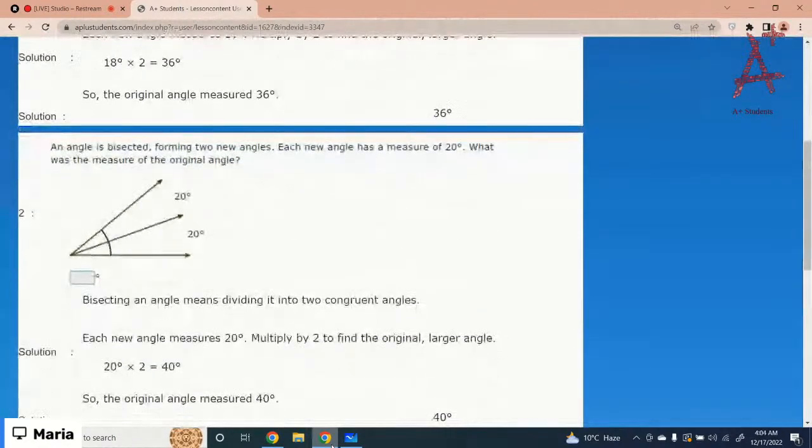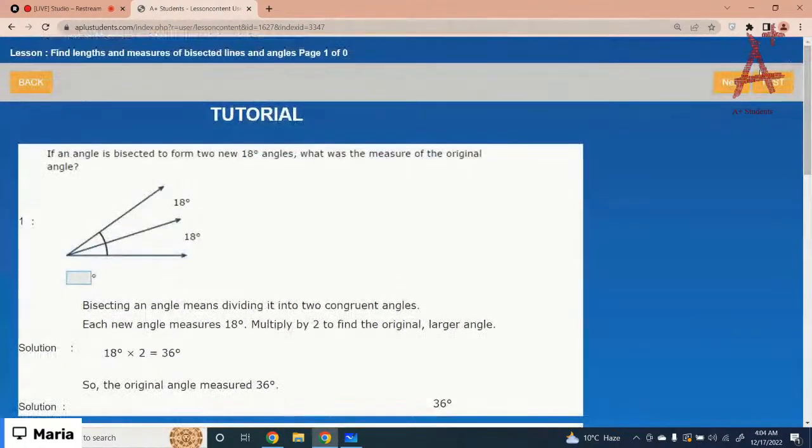Okay. An angle is bisected forming two new angles. Each new angle has a measure of 20 degrees. What was the measure of the original angle? So bisection means dividing an angle into two equal angles or congruent angles. So they are 20 degrees, so 20 times 2 is 40 degrees. Got it? Let's start with the test questions.